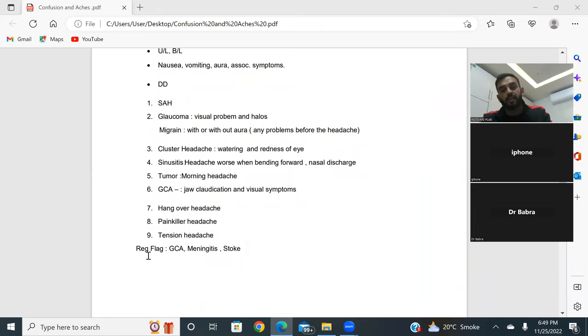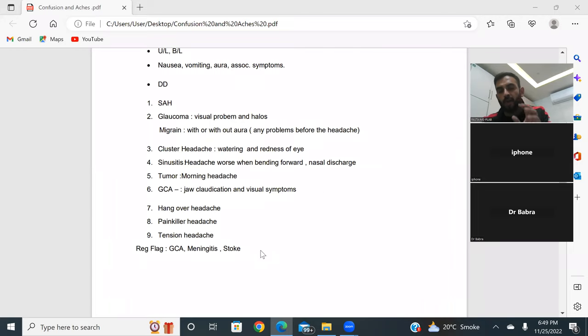The third thing is GCA. What question could be asked regarding GCA? Any problem with your vision? You need to ask that. Asking about problems with your vision will be ruling out 2 things, glaucoma and GCA. Problem with the vision, and any tenderness on your head. You will be asking around jaw claudication, any problem when you chew.